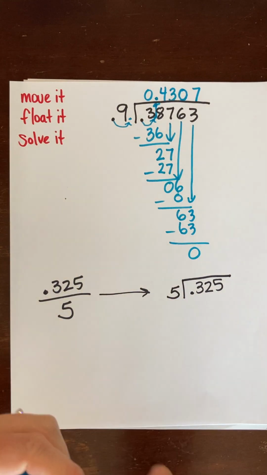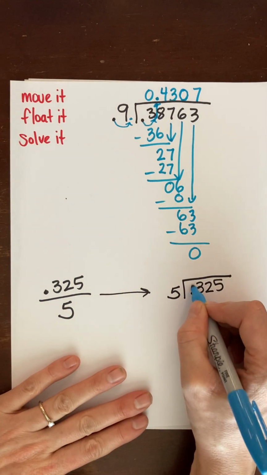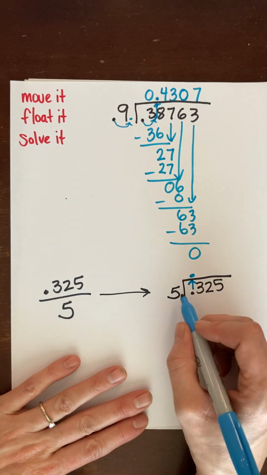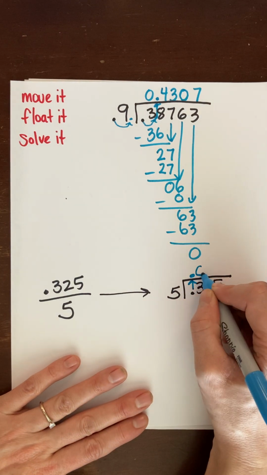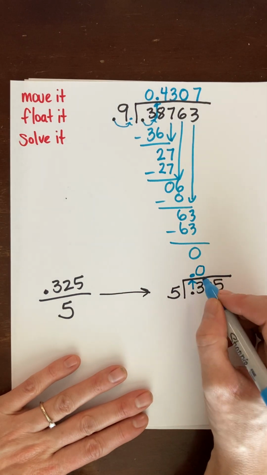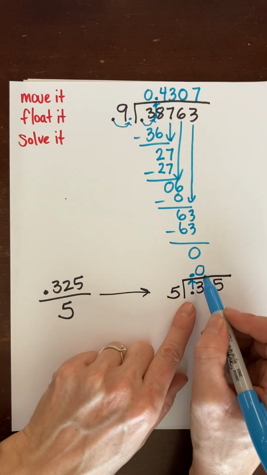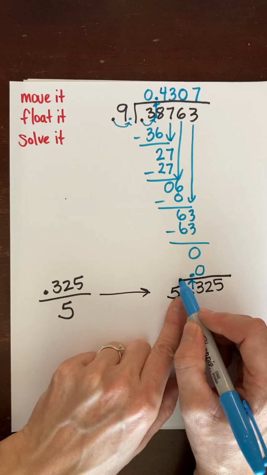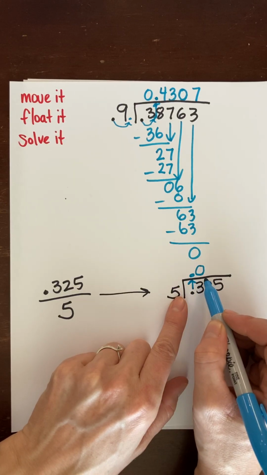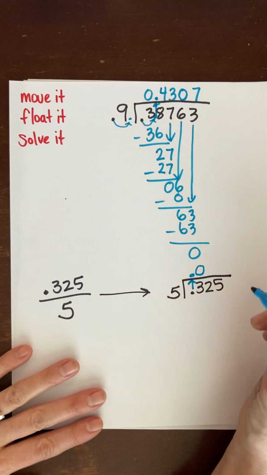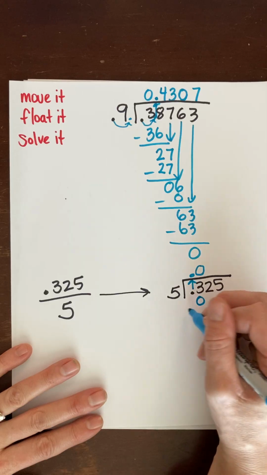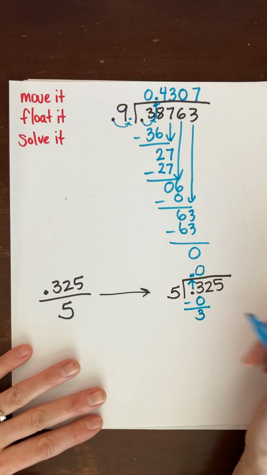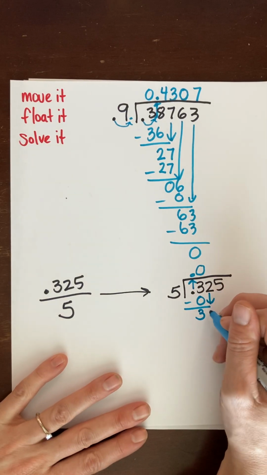Move it, float it, solve it. There is no decimal to move here, so we're going to go straight to float it. Now we're going to solve it. 5 into 3 does not go, so we're going to put a 0. Really important. This is also why it's very important to make sure our numbers are lined up nicely, because if we let this decimal float around and it's not in the right spot, we're going to end up with an answer that's incorrect. 0 times 5 is 0. 3, I didn't need to do that step, but there we are.